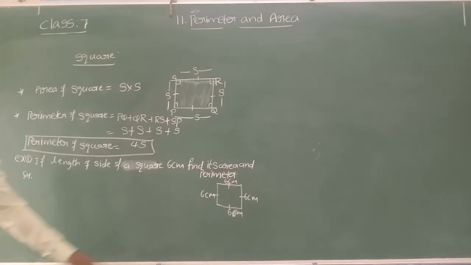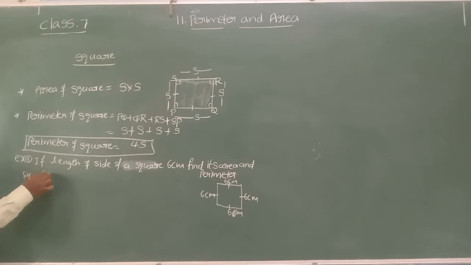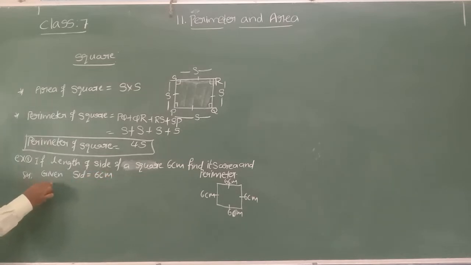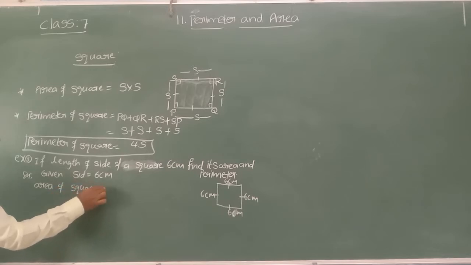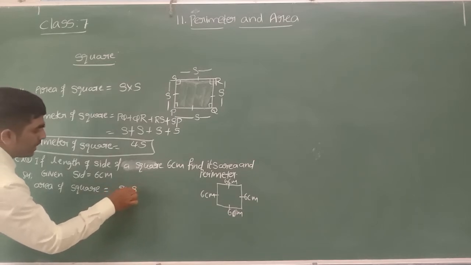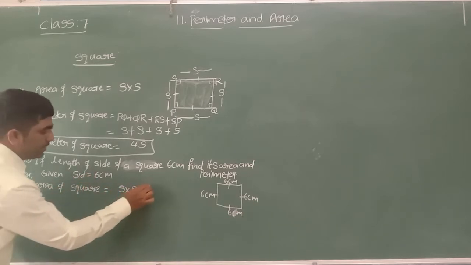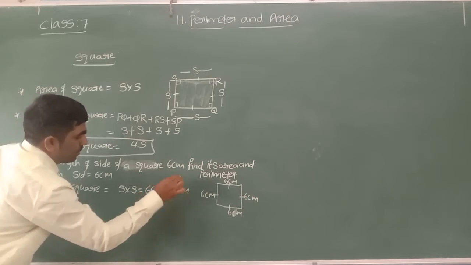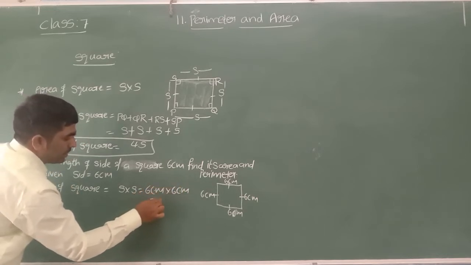First we need to find the area of a square. Here, the given side is equal to how much? 6 centimeters. By using this, we need to find the area of the square. So what is the formula I gave you to find the area of a square? Side into side. In the place of side we can write 6 centimeter into 6 centimeter. Multiply 6 into 6, 36.